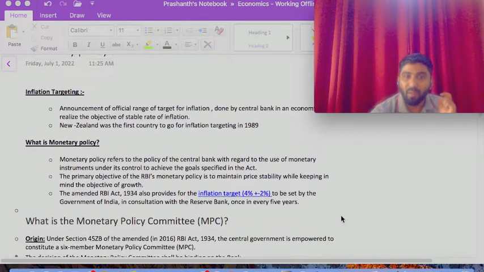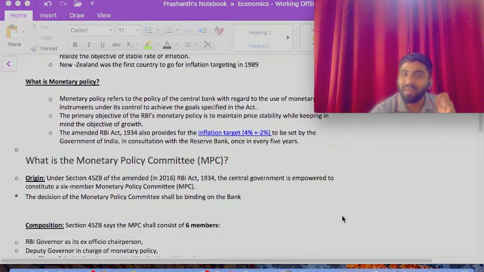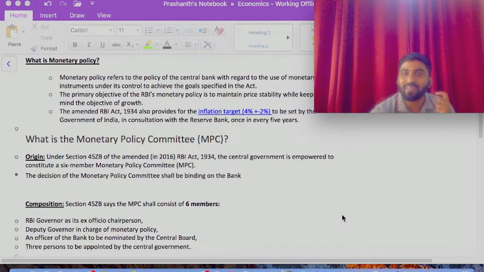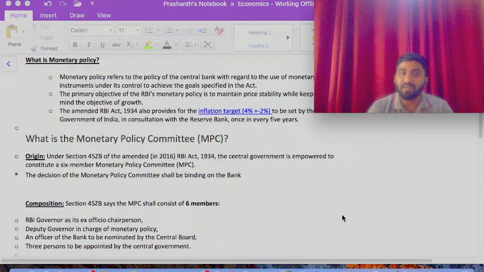Now coming to the Monetary Policy Committee. If it has to be used, it has to be defined somewhere, either in the constitution or in an act. It comes under the RBI Act of 1934, section 45ZB, wherein the central government is empowered to constitute a 6-member Monetary Policy Committee, and whatever decision the Monetary Policy Committee makes is binding on the banks. So that is what the Monetary Policy Committee is about.